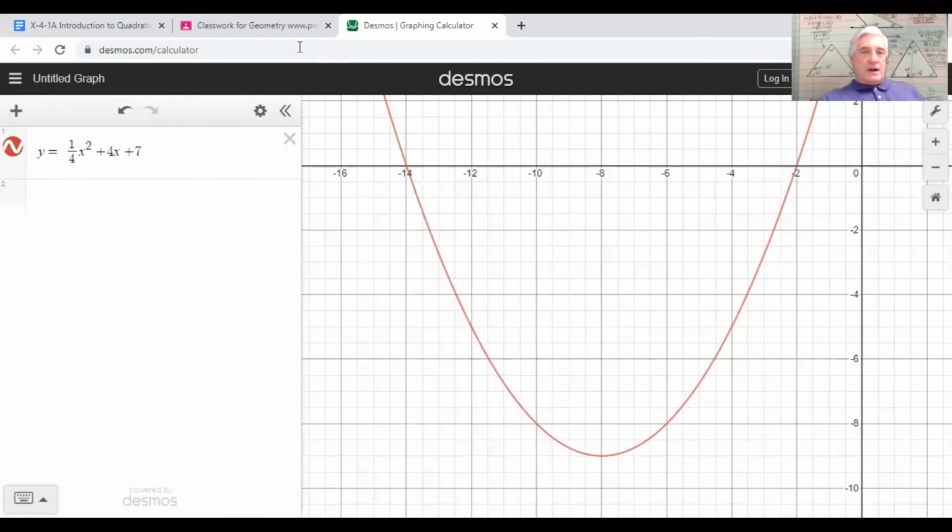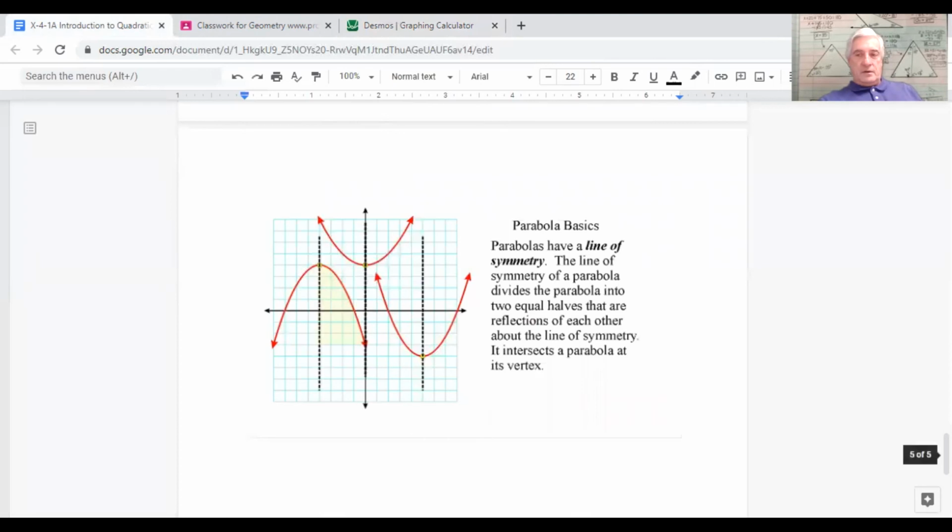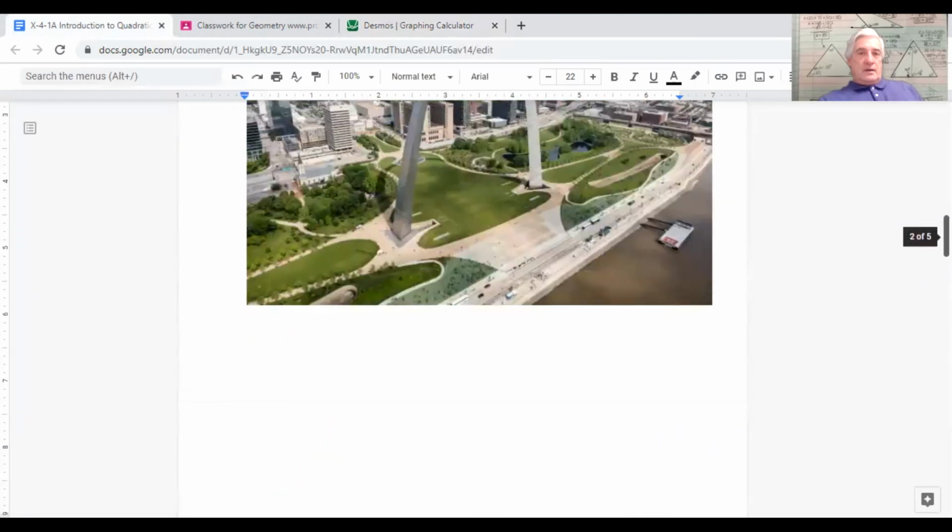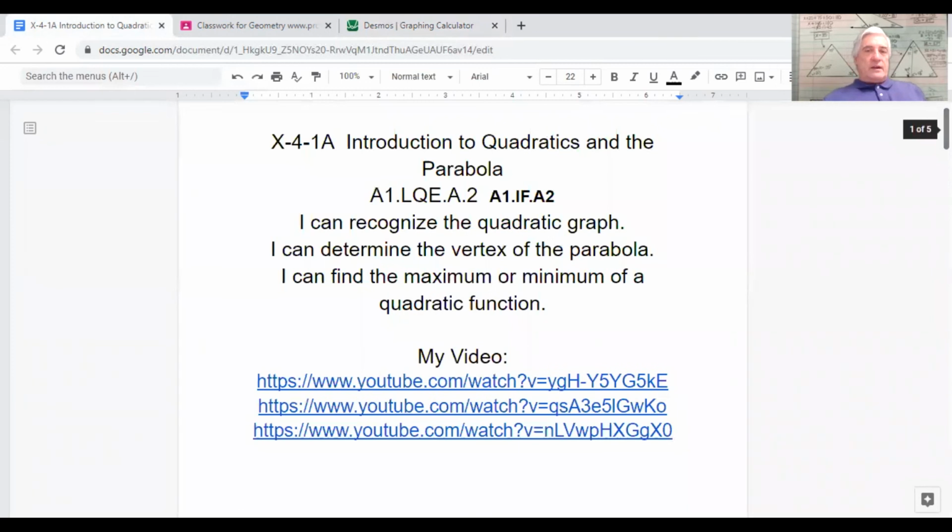Let's go back and look at our I can statements and see if I got them. It says I can recognize a quadratic graph. Obviously, you can recognize a curve in the graph. It's not a straight line. I can determine the vertex of the parabola. The vertex is the very beginning. It's either at the top or the bottom. I can find the maximum or the minimum of a quadratic function. Either it goes so high and goes down forever, or it goes so low and goes up forever. And I think you can do that. So I have completed my objectives for today.